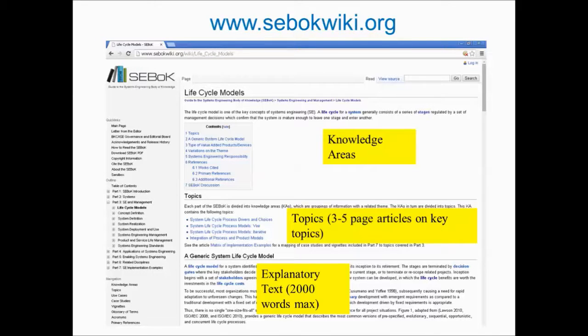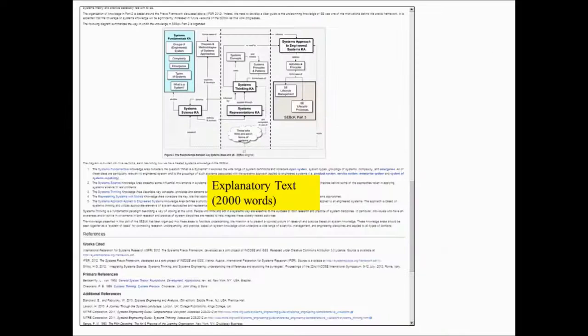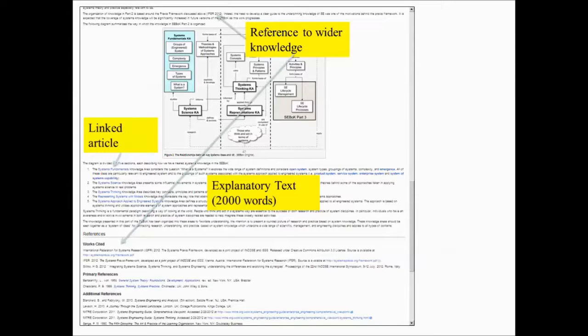We hope that this allows users to navigate freely around the SEBoK and not be constrained to read it as a top-down book format. It is possible to download the whole or parts of the SEBoK in a more traditional PDF format. A topic article will contain a short explanatory text and diagrams, providing the guide to the body of knowledge topic under discussion. There are links to related SEBoK articles as appropriate and references to wider reading.